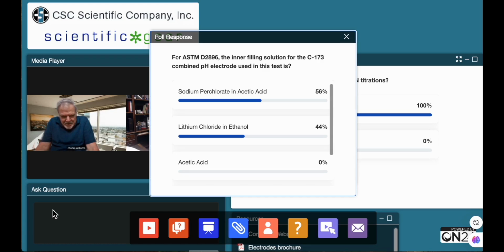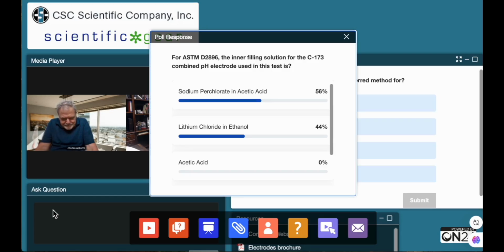You should run blanks, and you don't have to run it with every sample or even every day. But if you open a new bottle of titration solvent, run your blank, maybe two or three times, and hold that average for as long as you have that batch. Got it. Good stuff.